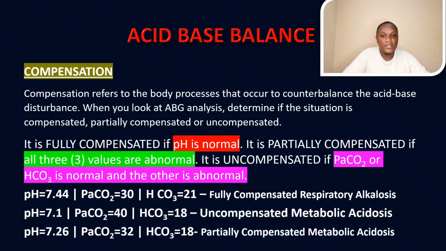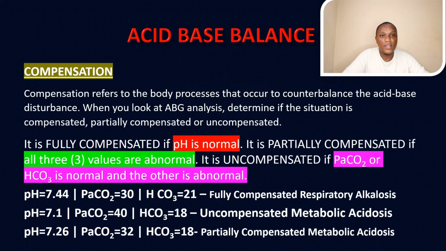Now let us look at compensation. Compensation refers to the body processes that occur to counterbalance the acid-base disturbance. When you look at the ABG analysis, determine if the situation is compensated, partially compensated, or uncompensated. It is fully compensated if the pH is normal. It is partially compensated if all the three values are abnormal. It is uncompensated if carbon dioxide or bicarbonate is normal and the other is abnormal.